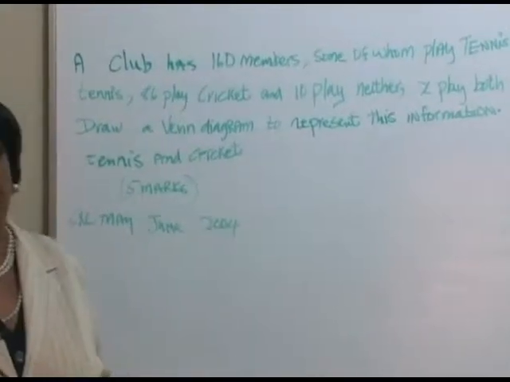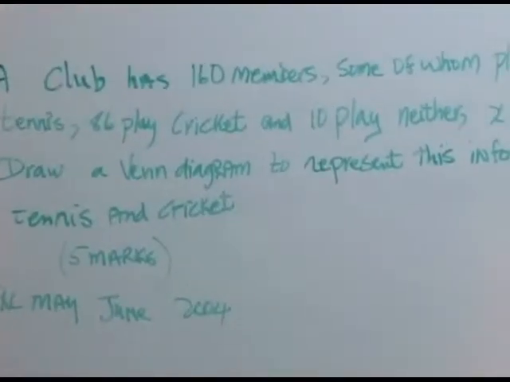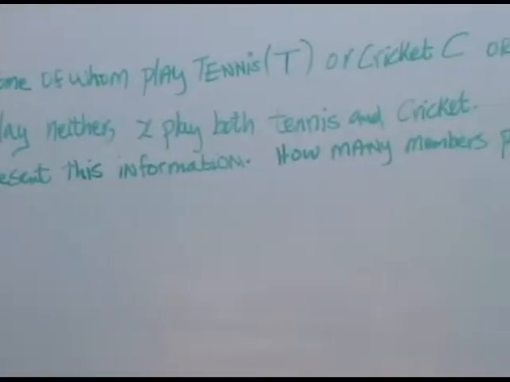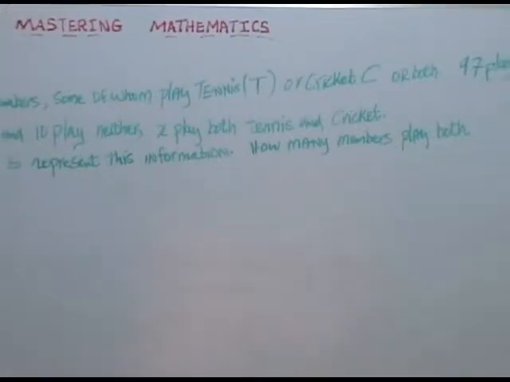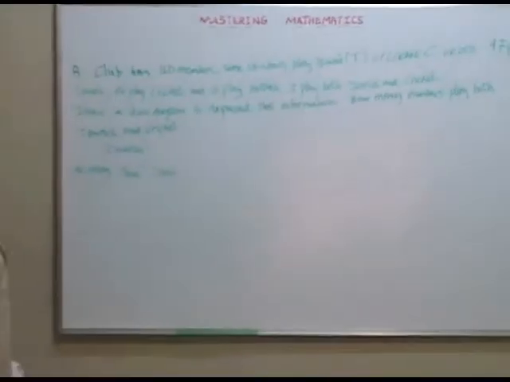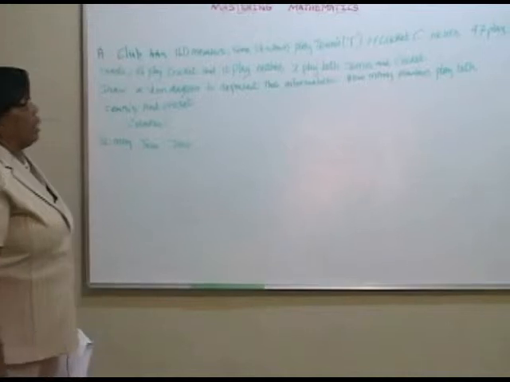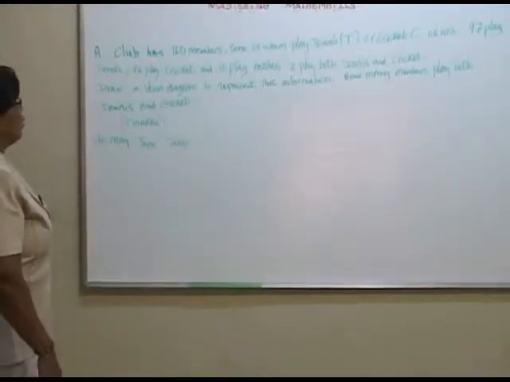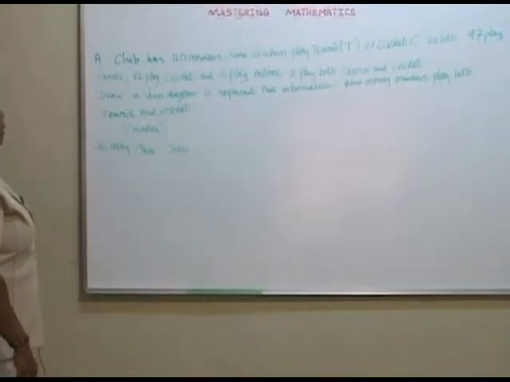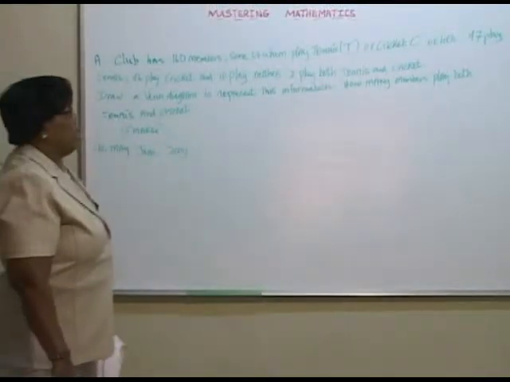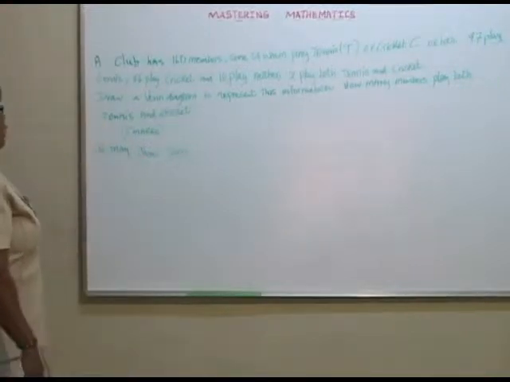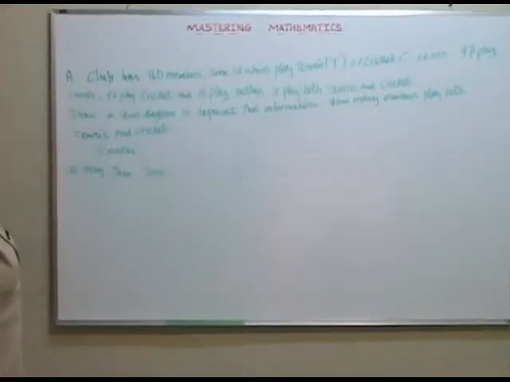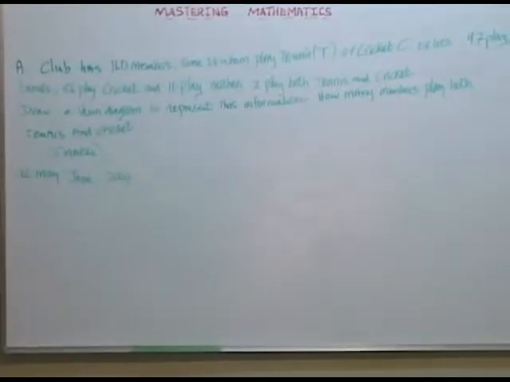This also came from the CXC examination paper 2004, and this is what we have. It says a club has 160 members, some of whom play tennis or cricket or both. 97 play tennis, 86 play cricket, and 10 play neither. X play both tennis and cricket. Draw a Venn diagram to represent this information. How many members play both tennis and cricket?